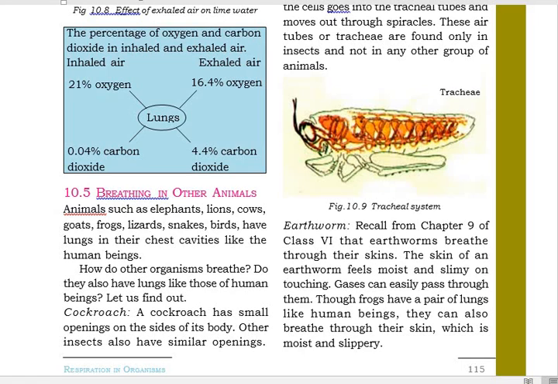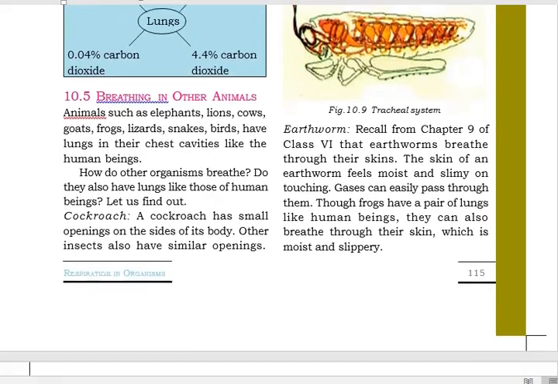In the case of frogs, they are amphibians. They have a proper pair of lungs. Apart from that, their skin also can breathe. When it is in water, it can breathe with the help of skin. Its skin is also slimy as well as slippery and wet. They can also breathe through their skin, which is moist and slippery. So this is about earthworm.